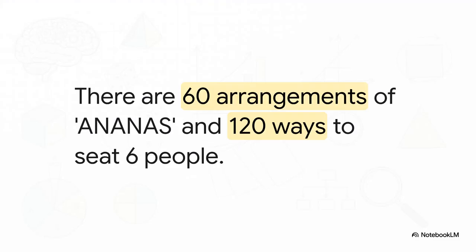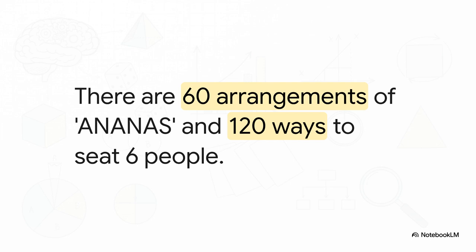But wait, what happens when the exact order actually matters? That's when we bring in permutations. Say you take the letters in the word ananas. Because of those repeating A's and N's, there are exactly 60 distinct permutations, or ways to arrange those letters.